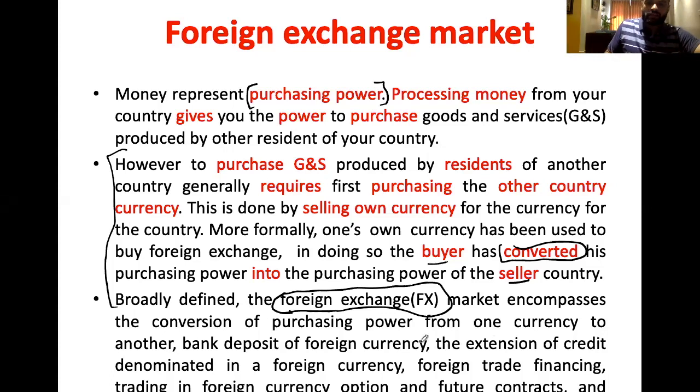And we can make investments by doing many things, like foreign trade financing, trading in foreign currency options, futures contracts, and so on, right? All these kinds of contracts you may study in topic 5. But here you also study forward markets, where you enter into a contract that helps you make a profit, right? So that's the main idea of foreign exchange.